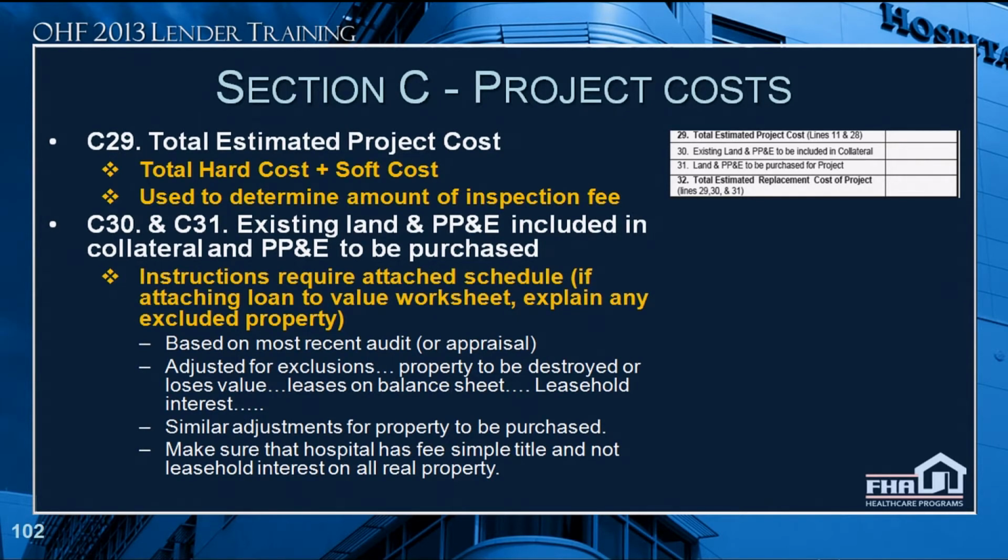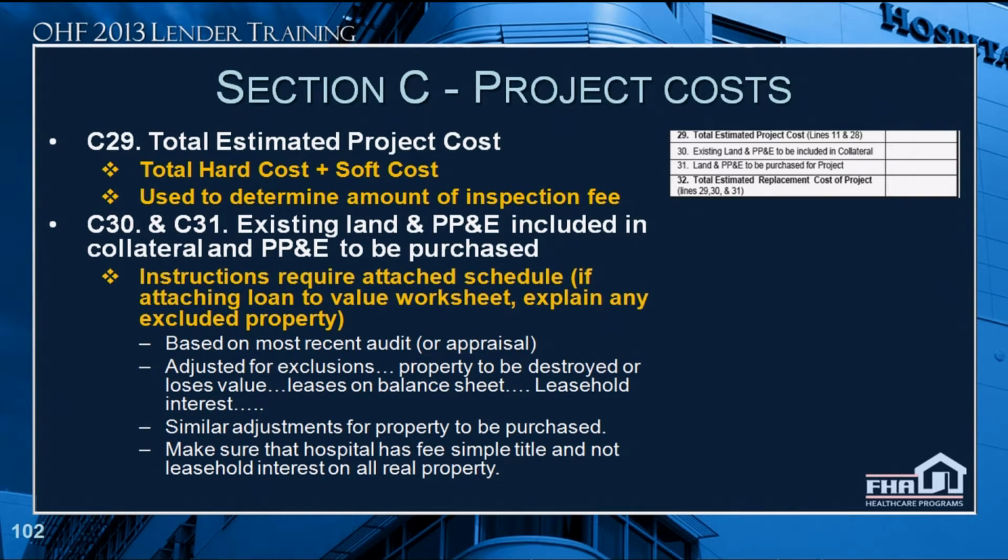C30 to C31 is your existing land and PP&E to be included in the collateral in here. And so the hospital, for meeting their equity requirements, already has equity in the project. That's your net PP&E. There's actually a loan-to-value form. We've posted that on the web for you that we use.